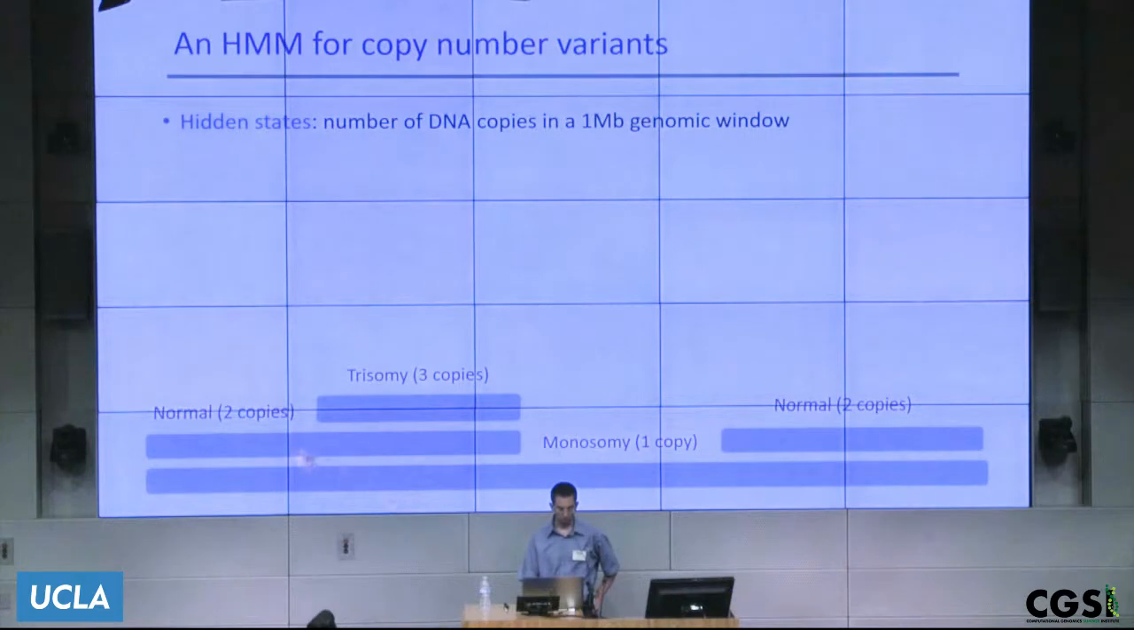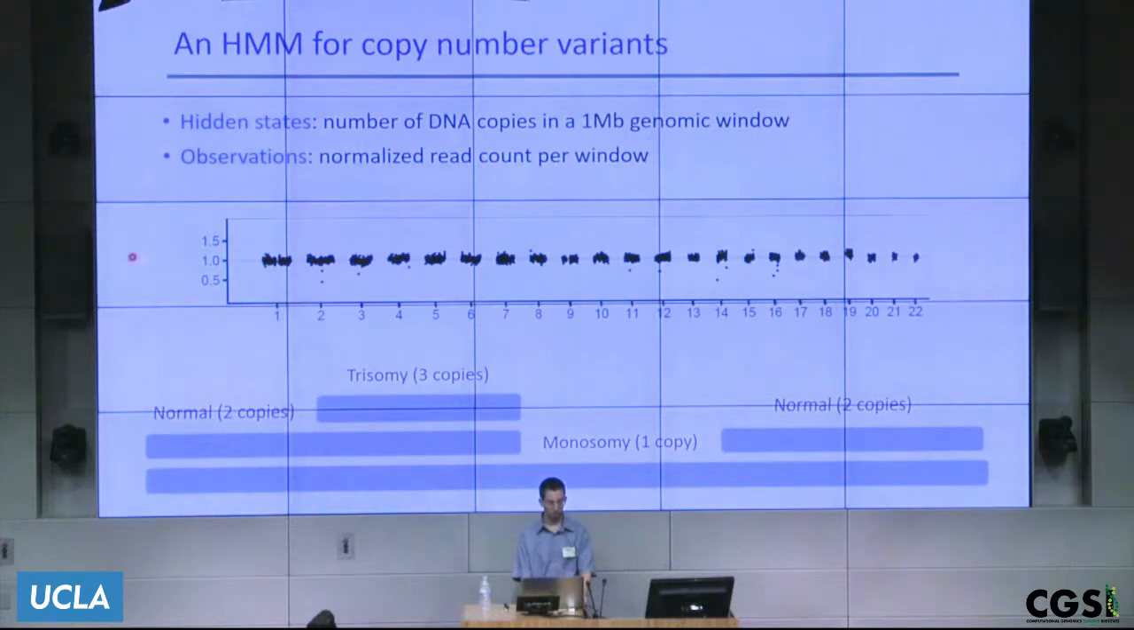Okay, so what would be the states? The states are the copy numbers. The normal copy number is 2, where an individual is diploid. But then the copy number can be 3 or 1 if we have a copy number variation or aneuploidy. The observations are the normalized read counts for each genomic window. Because this is low coverage, we cannot identify very short copy number variants. We have to divide the genome into windows of 1 megabase, and the observations are simply the number of reads that were mapped to each genomic window.